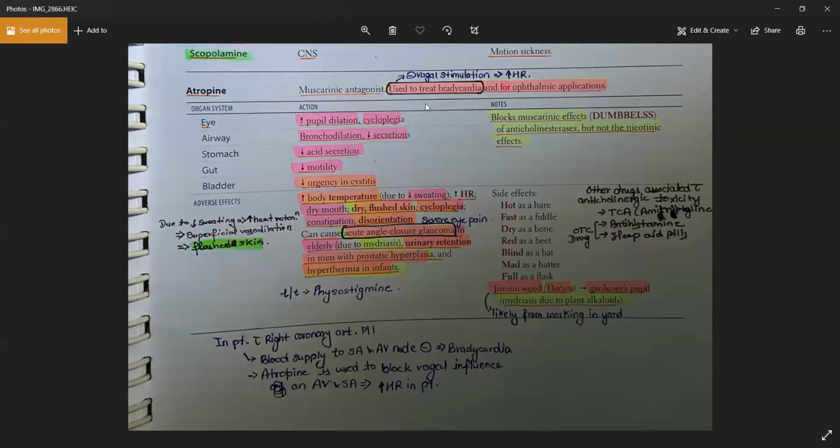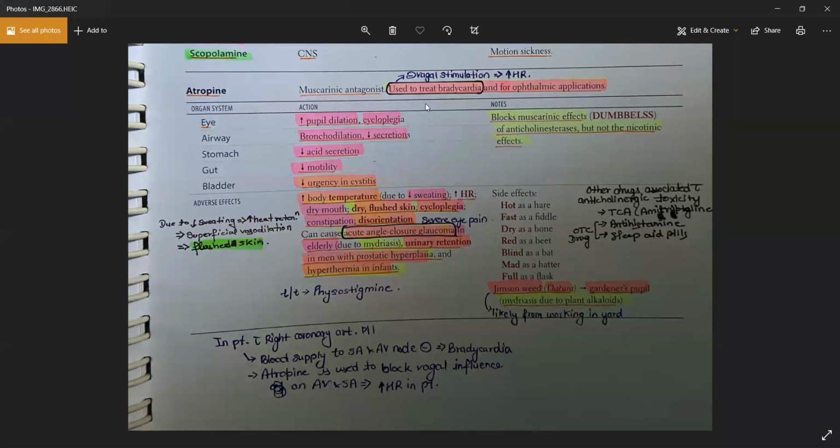But what is going to happen if toxicity of atropine happens, or what are the side effects of atropine? In case of the eye, you will get pupillary dilation and cycloplegia. In case of the airways, you will get bronchodilation and decreased secretions. In case of the stomach, you will get decreased acid secretion. In case of the GIT, you will get constipation. In case of the bladder, you will get increased retention of urine.